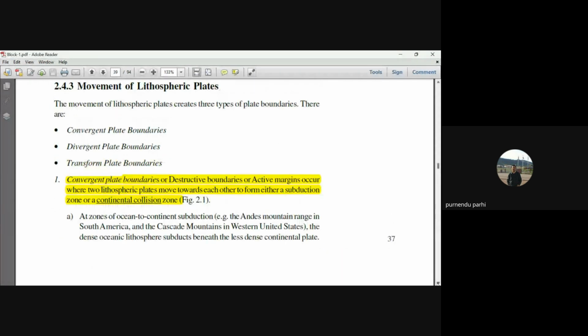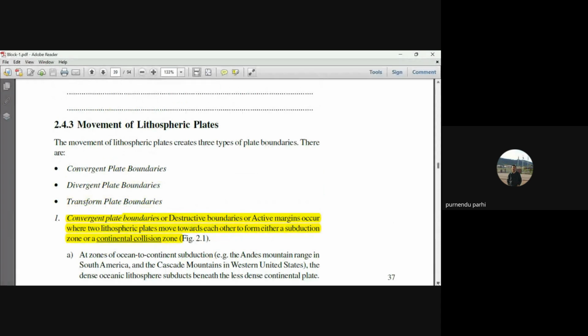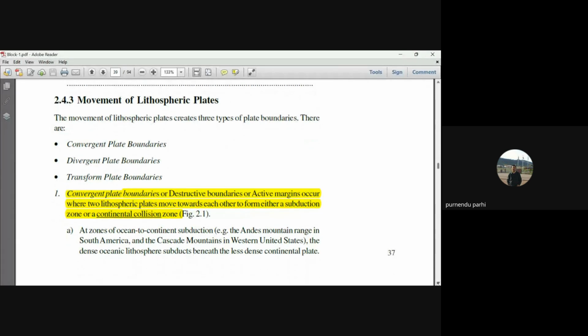Then the movement of lithospheric plates. There are three types of movement of lithospheric plates, which create three types of plate boundaries. They are convergent plate boundaries, divergent plate boundaries, and transform plate boundaries. Convergent plate boundaries, or destructive boundaries or active margins, occur where two lithospheric plates move towards each other to form either a subduction zone or a continental collision zone.